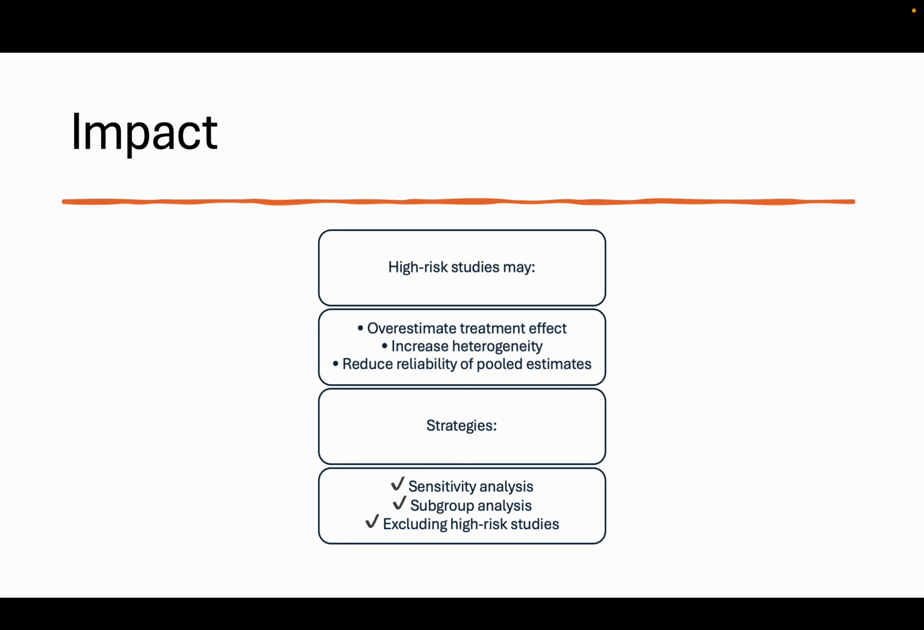Its impact is that, based on the judgment, if the study is high risk, then it might overestimate the treatment effect, whether in the odds ratio, RR or OR. A high risk study may increase the heterogeneity and may reduce the reliability of the pooled estimates. So if there is high risk, then we can do sensitivity analysis, subgroup analysis, or we can exclude the high risk studies.